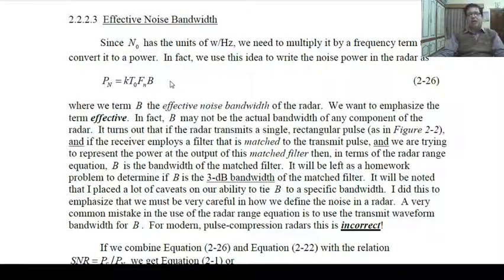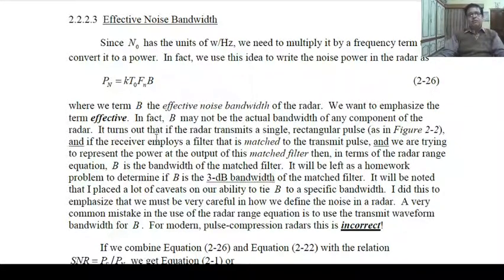Effective noise bandwidth. Since N0 has the units of watts per hertz, we need to multiply it by a frequency to convert it to a power. In fact, we use this idea to write the noise power in the radar as Pn equal to k T0 Fn B, where we term B the effective noise bandwidth of the radar. We want to emphasize the term effective. In fact, B may not be the actual bandwidth of any component of the radar.